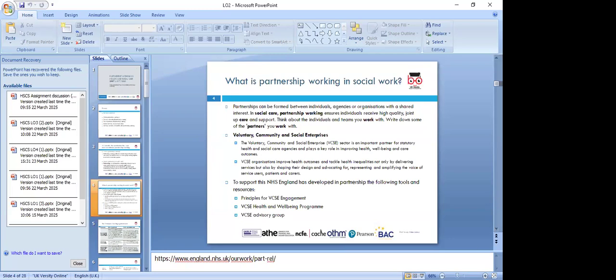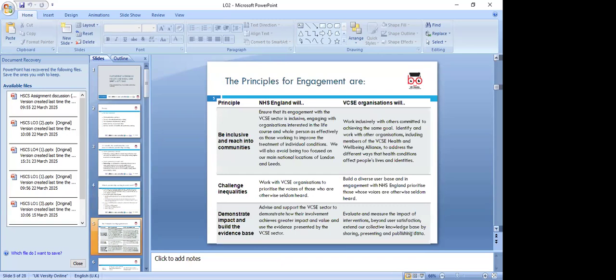Now, to support partnership, NHS England developed the following principles and resources. We have principles for VCSE engagement. We also have the VCSE health and wellbeing programme. And then you also have the VCSE advisory group. Now, the principles of engagement are between NHS England and the VCSE organizations. It brings to bear an inclusive and reach-out community programme.